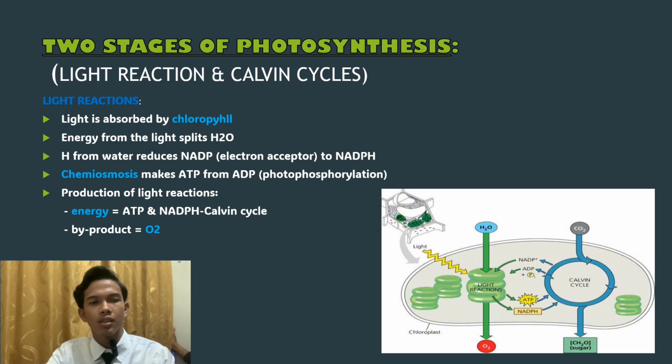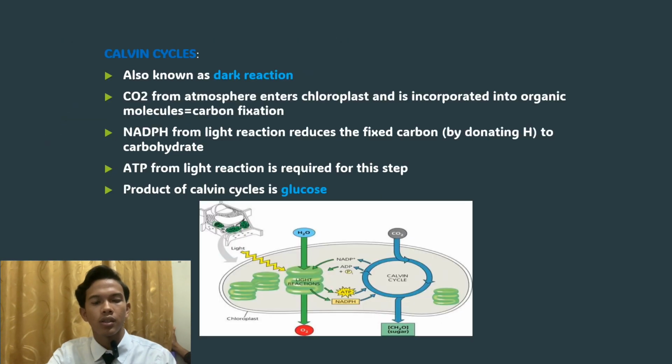For the Calvin cycle, also known as dark reaction, carbon dioxide from the atmosphere enters the chloroplast and is incorporated into organic molecules using carbon fixation, and NADPH from the light reaction reduces the fixed carbon to carbohydrate. It reduces the fixed carbon by donating H. ATP from the light reaction is required for this step, and the product of the Calvin cycle is glucose.